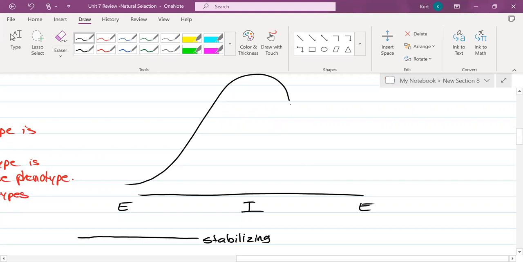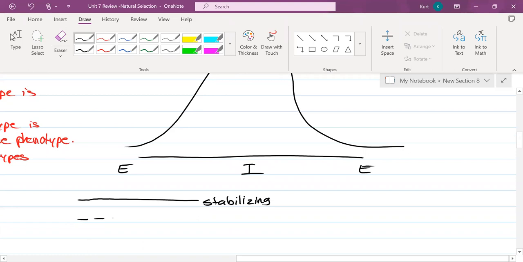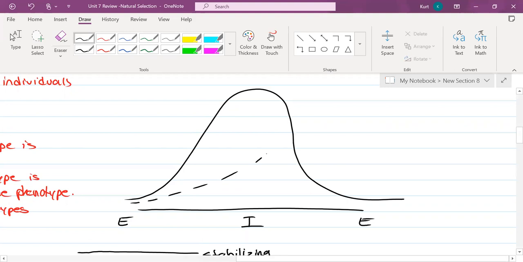All right, dotted line is going to be directional. Here's direction. Now, listen carefully, everybody. That could have gone either way. I could have favored the extreme phenotype on the right, or it could favor the one on the left. And we'll also make something very, very clear to you.